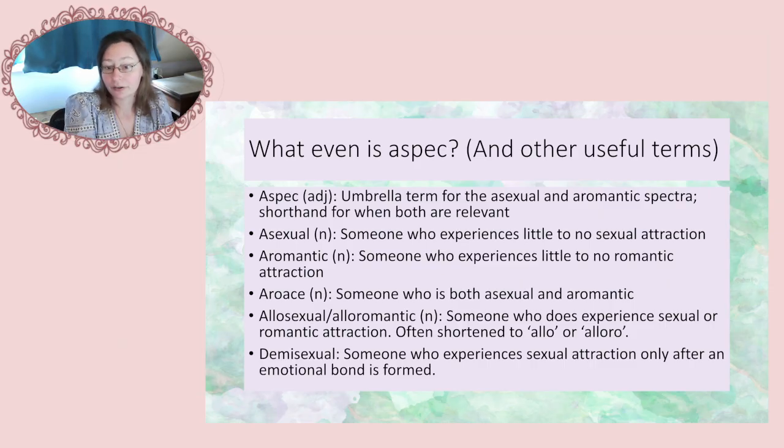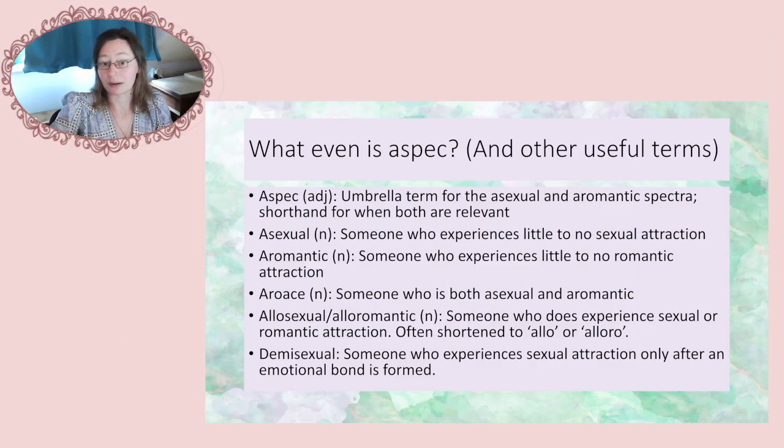We also have allosexual and alloromantic, which I've kind of grouped together just to make the slide a little bit bigger and easier to read for people. But it's basically the same idea. It's someone who does experience sexual or romantic attraction, depending on whether the ending for it is sexual or romantic. We often shorten these to allo or alloro. And annoyingly, at the moment, allo can stand for allosexual, as well as allosexual and alloromantic, both wrapped into one.